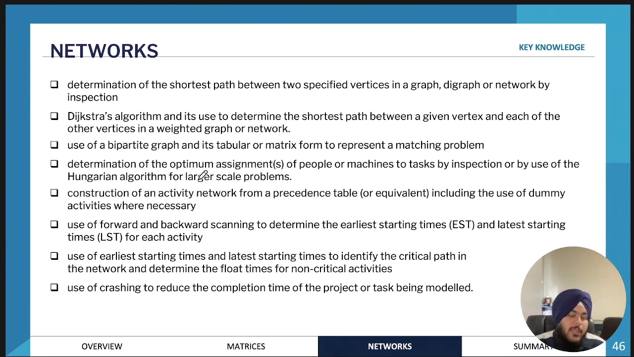And we're also going to be looking at forward and backward scanning for any project type questions, and also a little bit of crashing. So I'm not going to go through a lot of crashing today, but you will have a look at the basics of crashing.